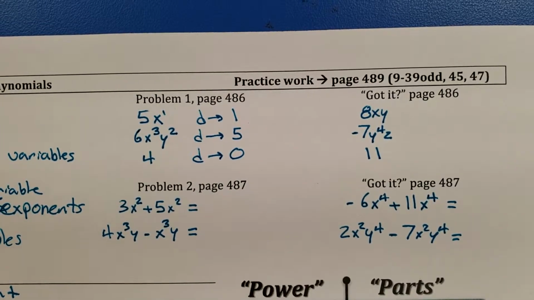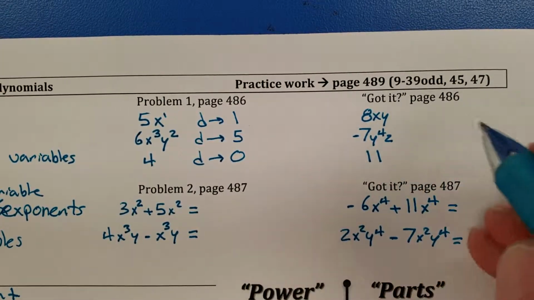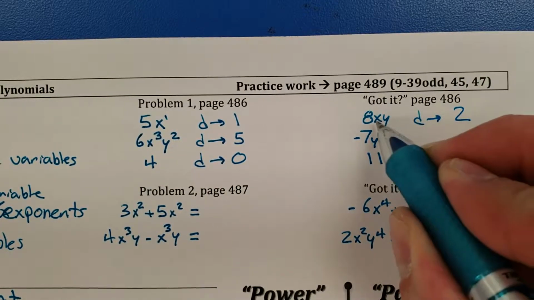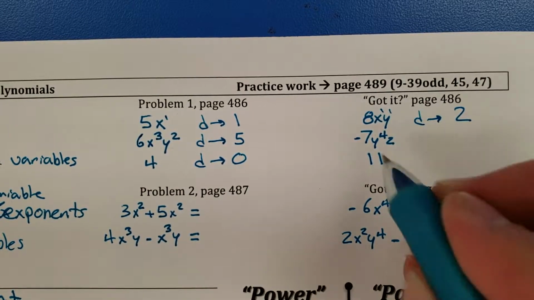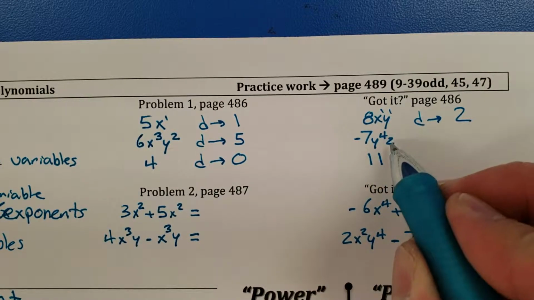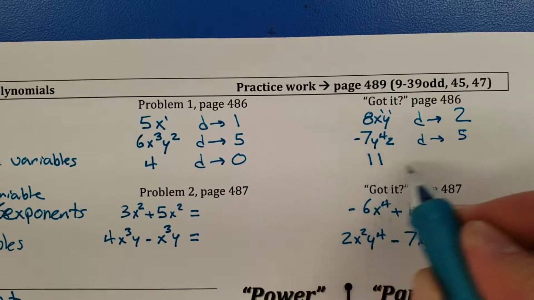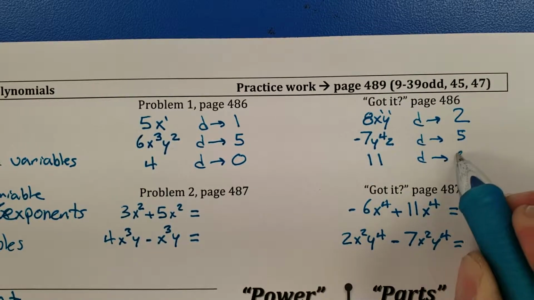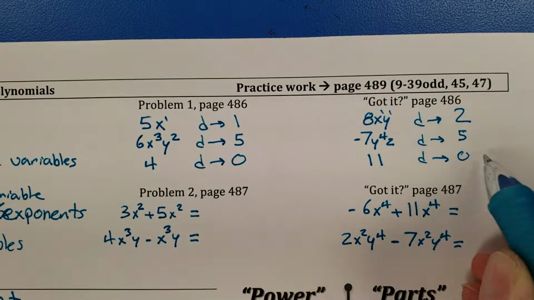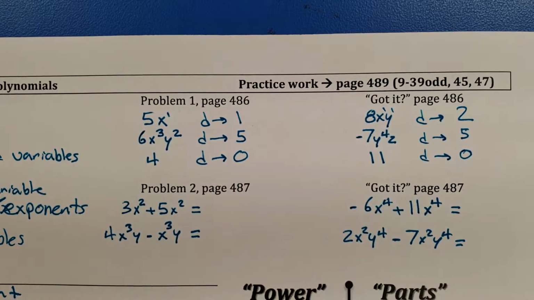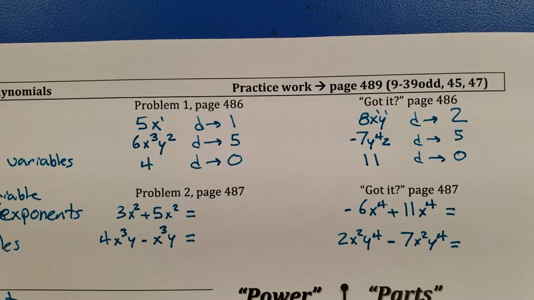So here we go. Here's the got it questions. We have an 8xy. It's a monomial. Its degree is 2. 1x, 1y. 1 plus 1 is 2. We have a negative y to the 4z. The degree of that would be 5. And then 11, its degree is 0. No variables. You have no degree. You have no power level. So that's what the degree is. It's kind of measuring its power level.